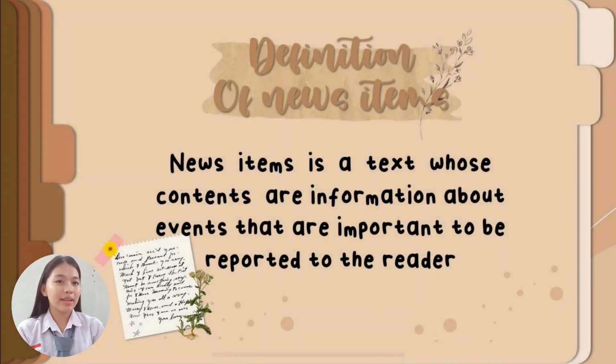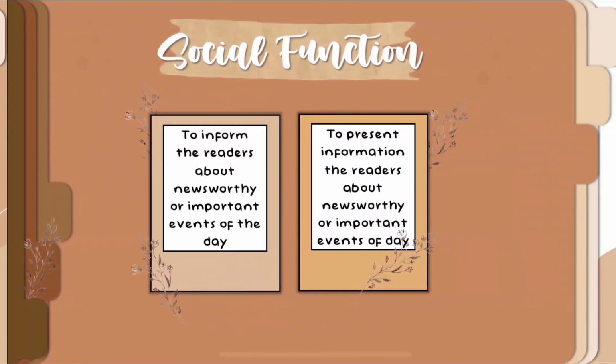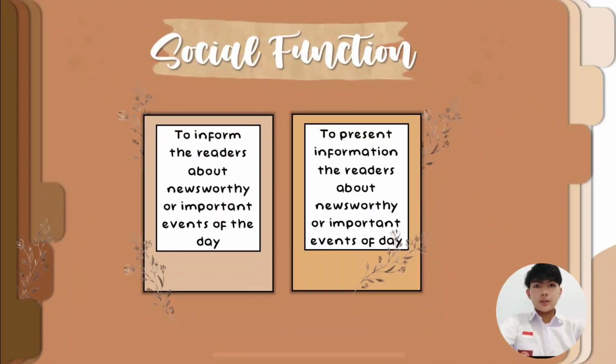So, what are news items? Definition of news items: news items is a text whose contents are information about events that are important to be reported to the reader. Social function: to inform the readers about newsworthy or important events of the day. The second, to present information to the readers about newsworthy or important events of the day.